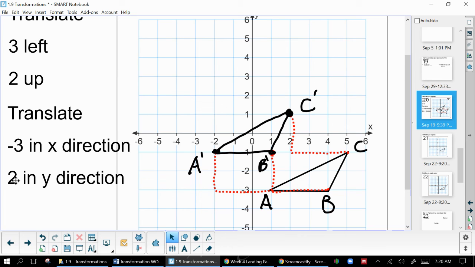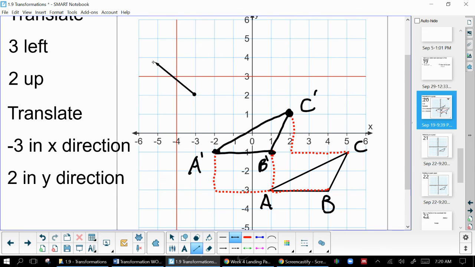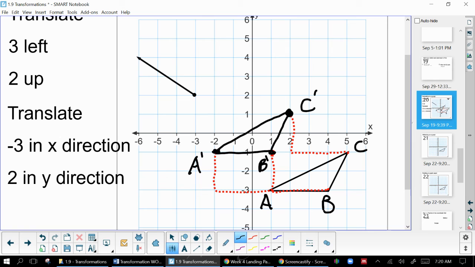Same exact thing. The last thing I could give you, instead of any words, is a translation vector. We talked a little bit about this yesterday. If I were to give you a vector that looked like that, again, that would tell you to do exactly the same thing that you just did. We'd be going 3 units to the left and 2 units up. You can look at where that vector starts and stops, and that's going to tell you what to do with it. So that one's pretty easy.